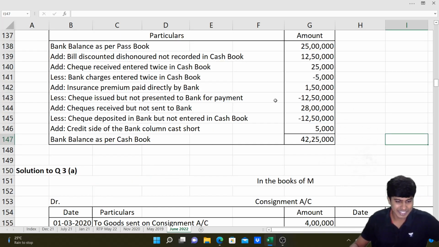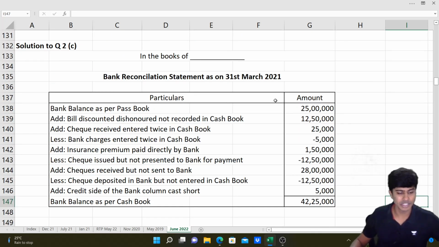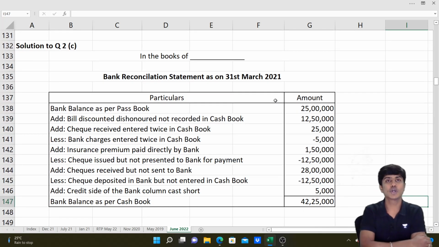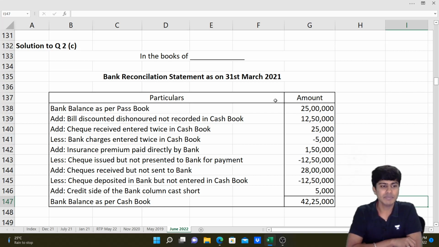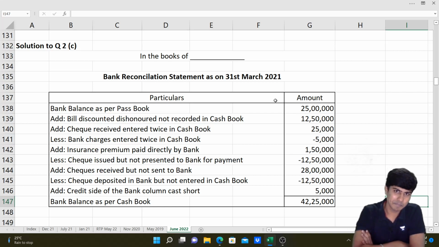Great guys, that's the end of question number 2. I'll not pull the video really long, so let's call it a day at this point of time. Tomorrow we'll meet again, same time, and we'll be discussing question number 3 and 4. A very interesting question is there, and it's little more than 20 marks because there's one extra question.